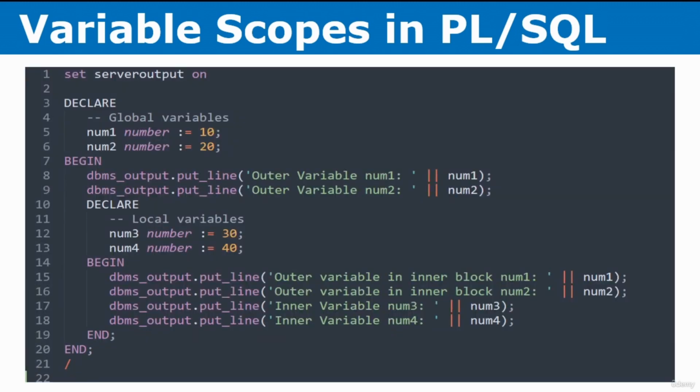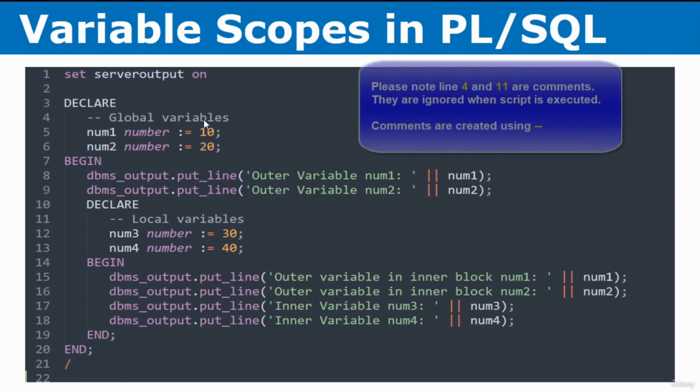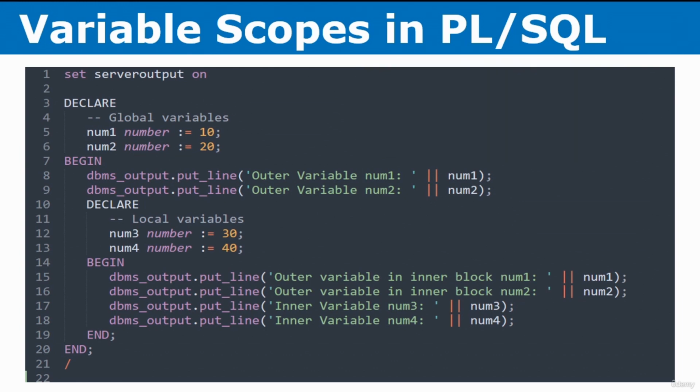Let's take a look at this script that I have written. Inside the script, I have declared some global variables. Global variables are usually declared in the outer block or a package. With a global variable declaration, you can access the variables from any blocks within the PL/SQL blocks. I've declared two global variables on line number 5 and 6, and I've also initialized the variables.